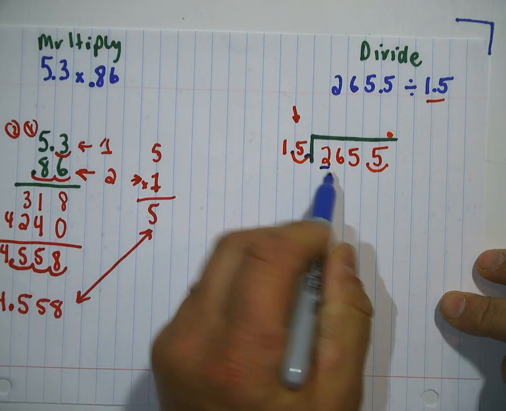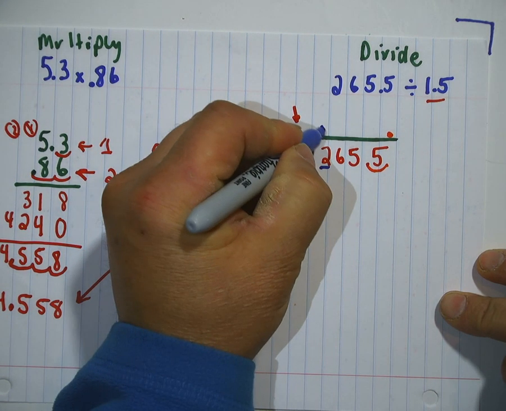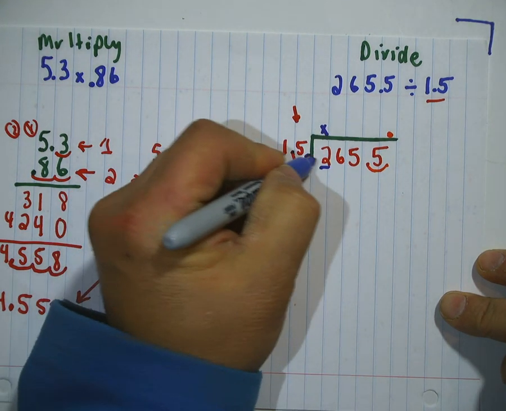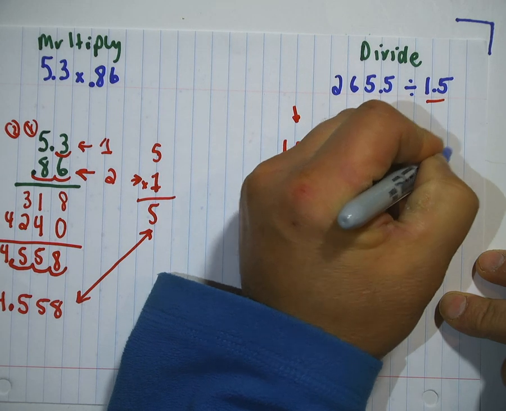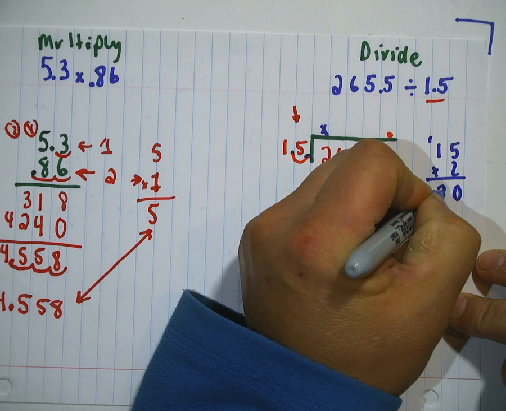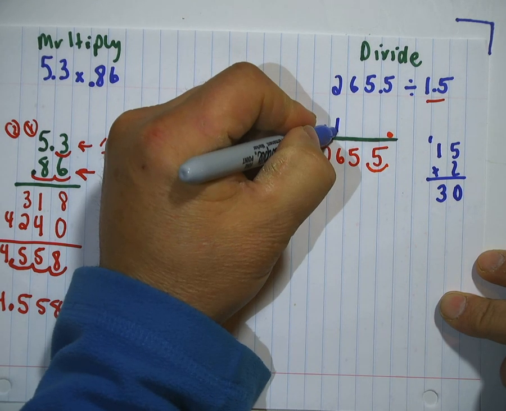I start with the 2. It does not go into 2. Can't get it out of there. Some people put an X there, some people put a 0, some people leave it blank. Groups of 15, I think 1, but I need to do 15 times 2, which is 30, just to verify. It only goes into there one time.